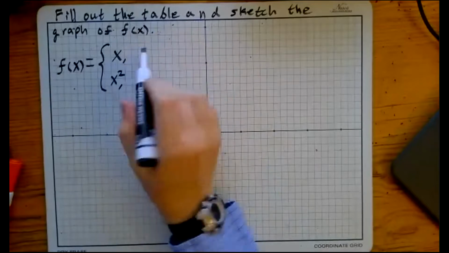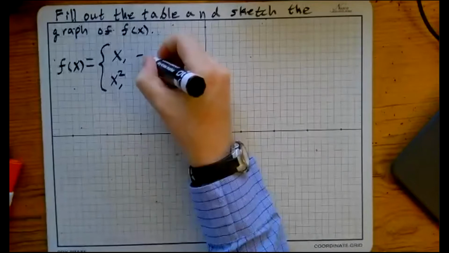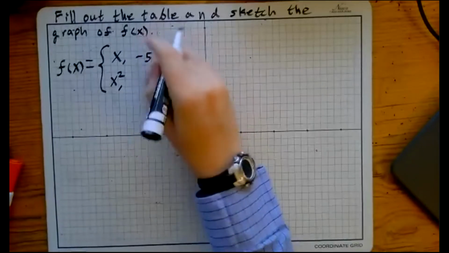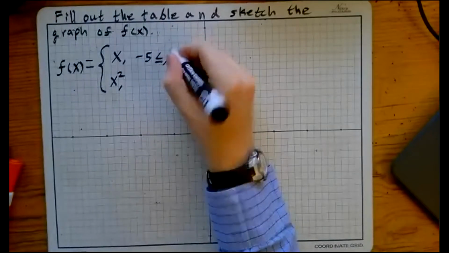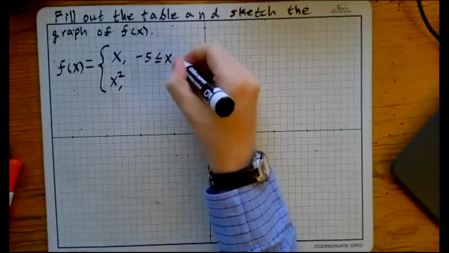So in the first section, x will be going from negative, man, my fingers are flubbing it today. There we go.